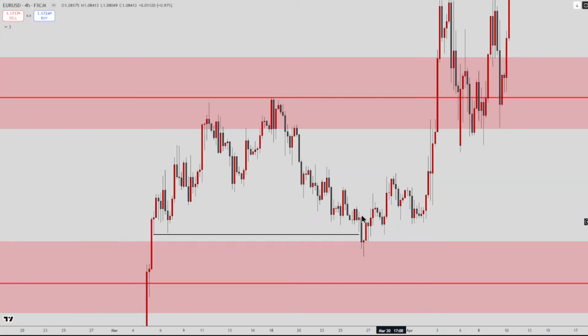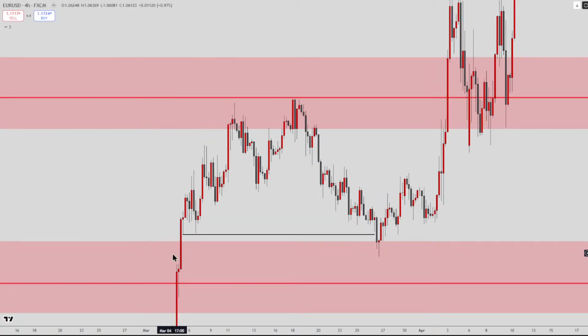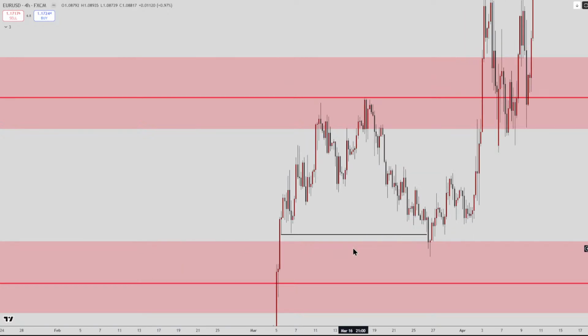Does that mean every single time you go below the consolidation in a bullish market you're going to trade higher? No. Is the likelihood that you are going to trade higher in your favor? Yes.